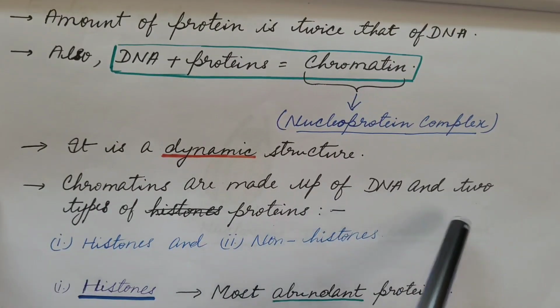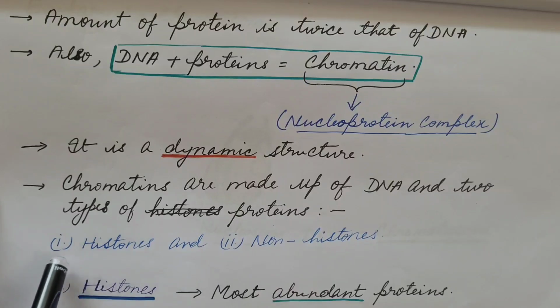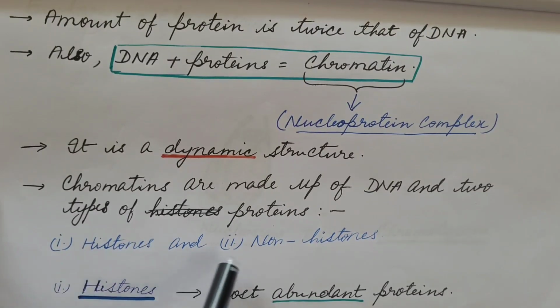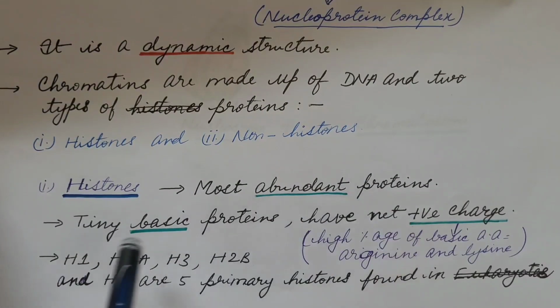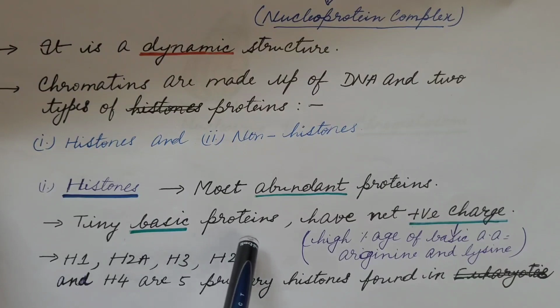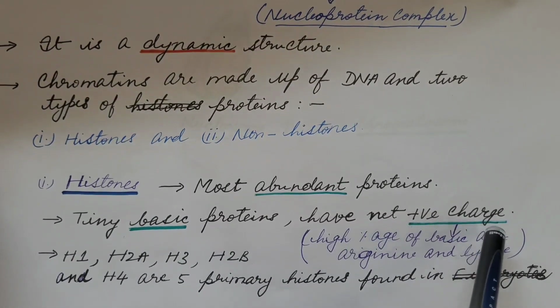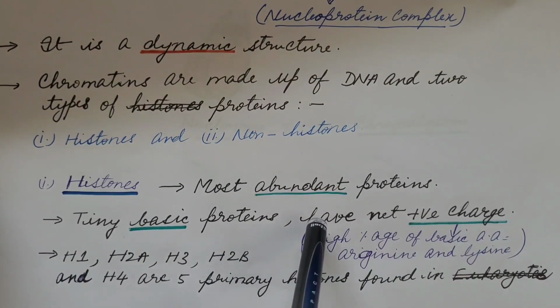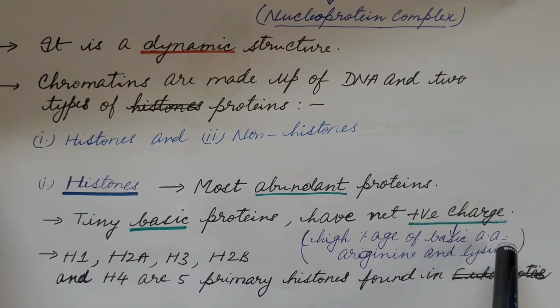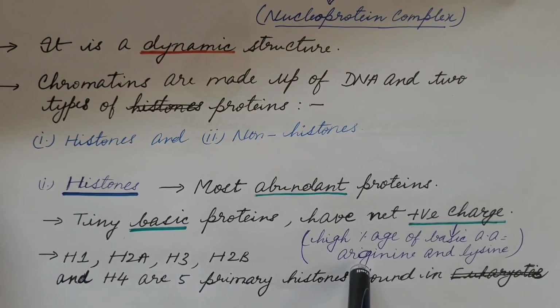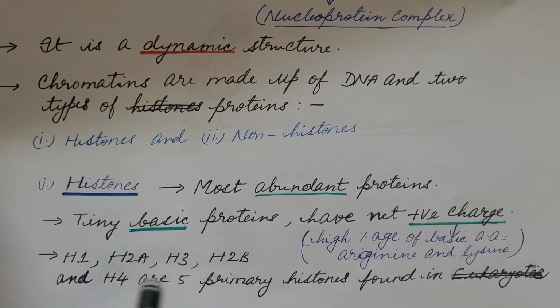Chromatin is made up of DNA and two types of proteins. First is histone protein and second is non-histone protein. Now, the histone proteins are the most abundant proteins. These are small basic proteins and have a net positive charge. This positive charge is due to the presence of a high percentage of basic amino acids like arginine and lysine.